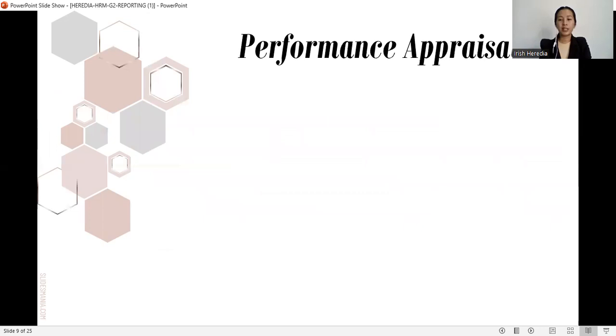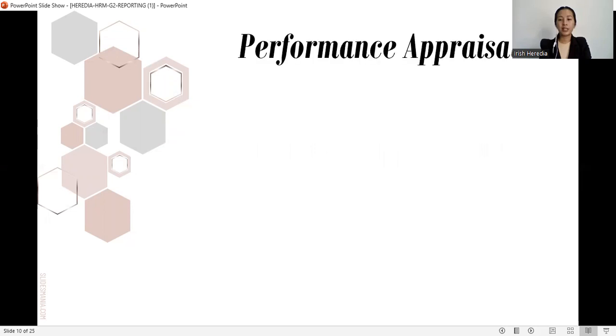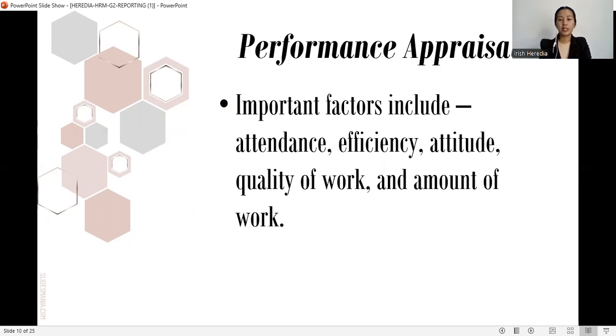Third, we have here the performance appraisal. The performance appraisal compares each employee's actual performance with his or her performance standards. These important factors include attendance, efficiency, attitude, quality of work, and amount of work. A performance appraisal is a regular review of an employee's job performance and contribution to a company. Companies use performance appraisal to determine which employees have contributed the most to the company's growth, review progress, and reward high achieving workers.